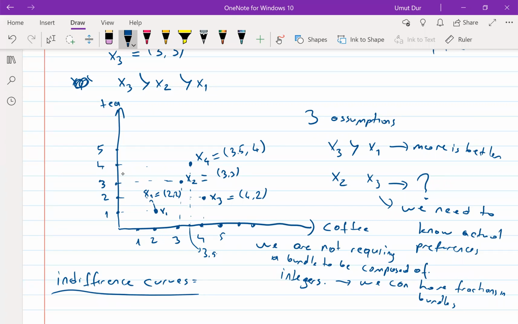We will think that all the points on this dimension are possible.